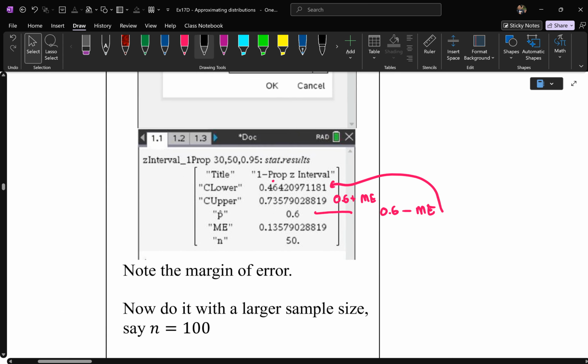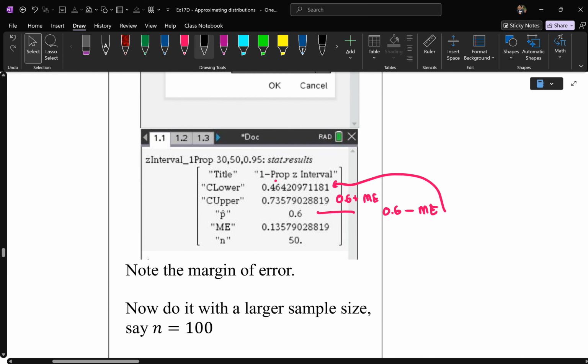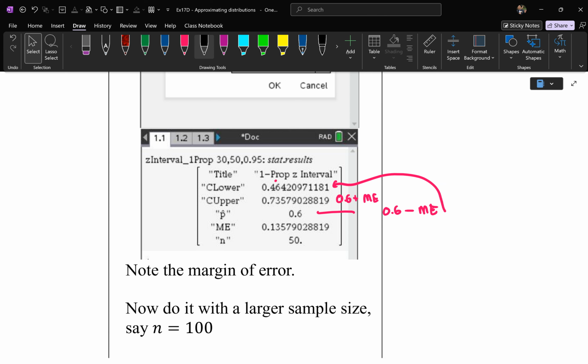All right, let's do it. This means that for a sample of 50, if you take a sample of 50 out of a large population, you are 95% sure that the true value of the proportion of people who like television is between 0.46 and 0.73. That's it. But the 0.46 and 0.73 doesn't mean much. It's the margin of error, because it's 0.6 plus or minus 0.13.